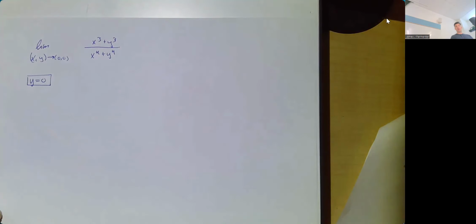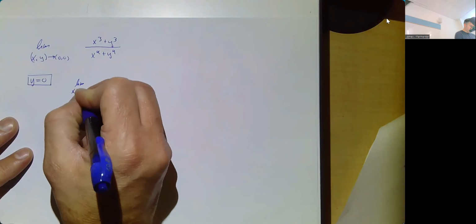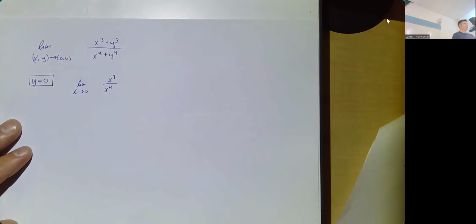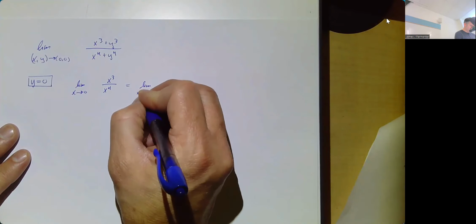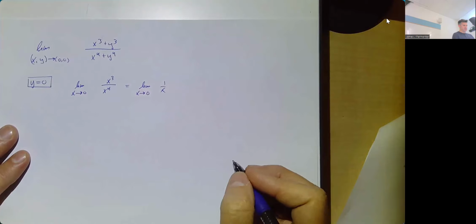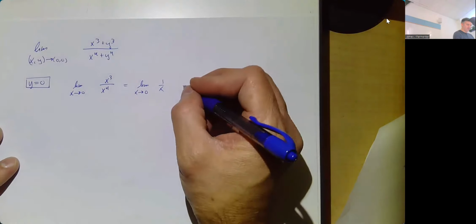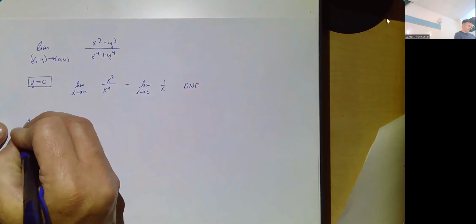So if y equals 0, that is a path that goes to the origin. Then I'm going to rewrite my limit as the limit as x goes to 0 of x cubed plus 0 over x to the fourth plus 0. Simplifying that, you get the limit as x approaches 0 of 1 over x, which I guess doesn't exist. I mean, is that enough? I feel like it's not enough. It doesn't feel like the right way to do it to me. But maybe it is. But let's look at a different path. Let's look at, say, y equal to x.